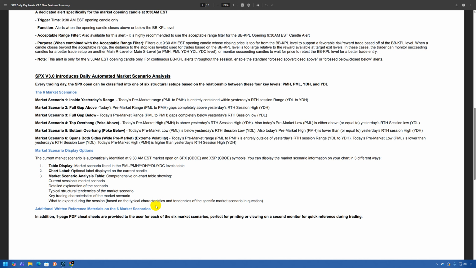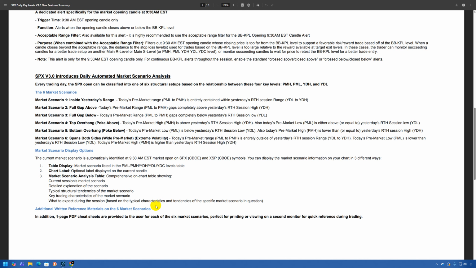There are several different market scenario display options. The current market scenario is automatically identified by the indicator at the 9:30 a.m. Eastern market open on either your chart being on the SPX CBOE symbol or the XSP CBOE symbol. You can display the market scenario information on your chart in 3 different ways. One is a table display. The market scenario is listed on the levels table for the PML, PMH, YDH, YDL, and YDC levels. Secondly, you can display it on a chart label, an optional label displayed on the current candle.